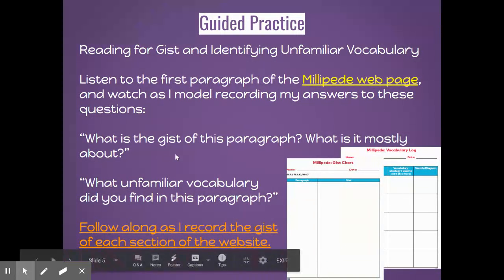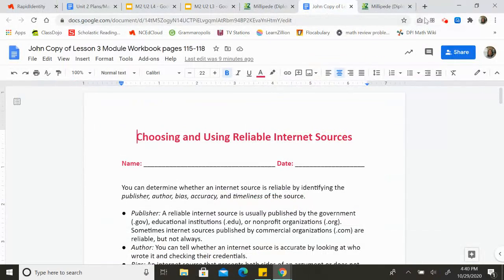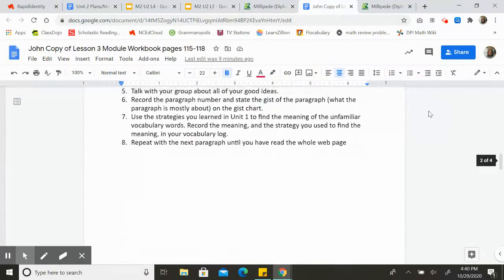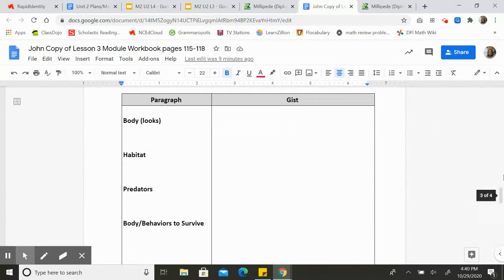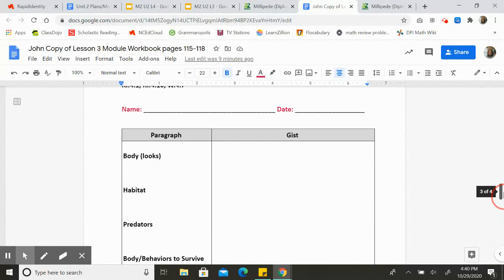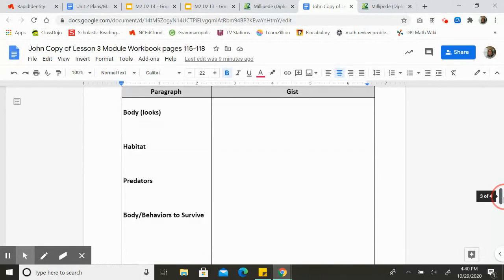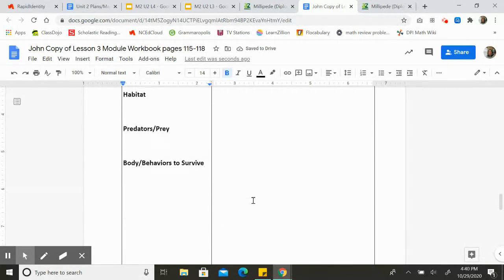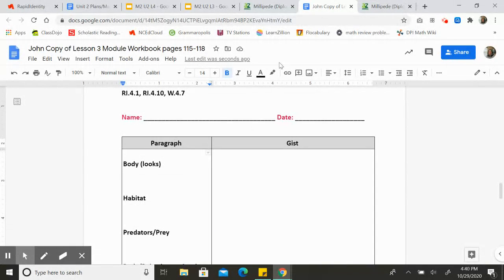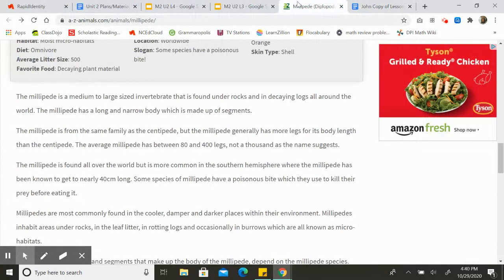So what I decided to do was this, on page 3 down here. I decided to write in the different things that it talked about. Okay, so it talked about its body, how it looks, where it lives. It didn't talk about its predators, but it talked about what it eats. And then its body and behaviors to survive, which it didn't give too much of, but it gave us a little bit.